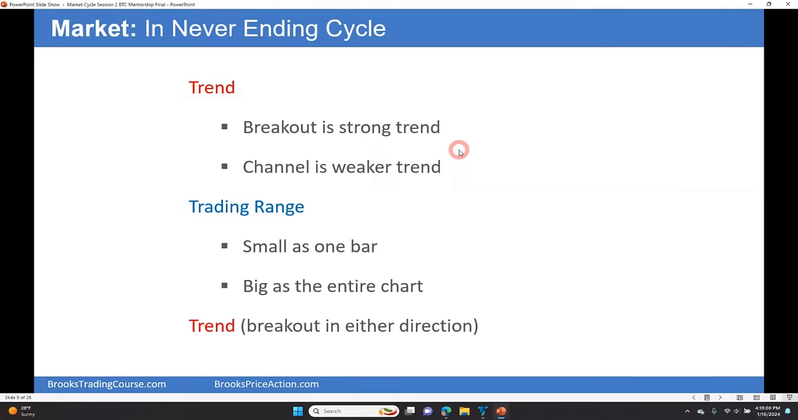So anyways, the key thing that I want everyone to understand about the market cycle is that it's a never-ending cycle. It can never be broken. It goes sideways. You get a strong bear breakout, and maybe it channels down for a couple of legs, and then it starts going sideways again.